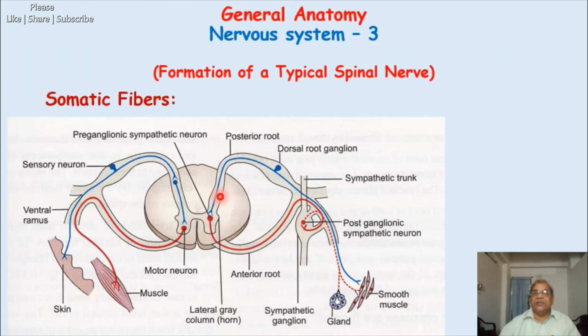So this is the arrangement of the somatic, as well as the autonomic fibers which are present in the spinal nerve. Both somatic and autonomic fibers are present, and both components, that is sensory as well as motor, of the somatic as well as the autonomic or visceral, are present in the spinal nerve. Now I will go to the description of these visceral fibers, which I have already explained, so I will be quick in the next slide.